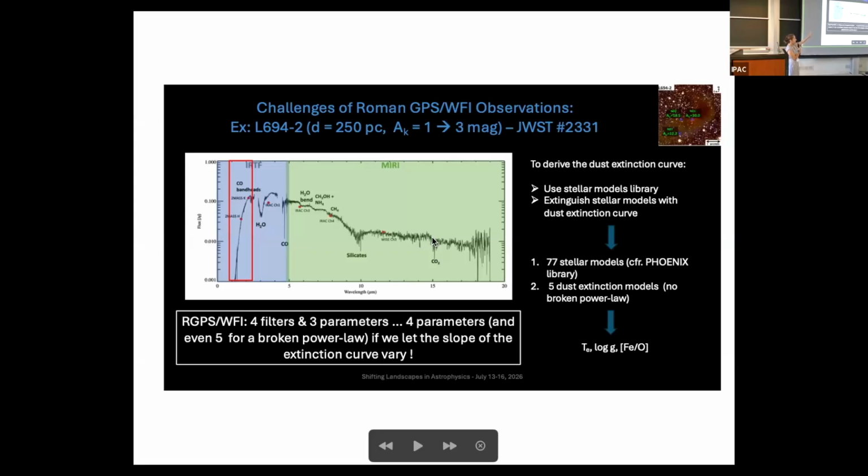In this specific case, we were able to narrow down the entire library of hundreds and hundreds of models to 77 stellar models. And then we use 5 dust extinction models to test basically the grid. And we do not introduce a broken power law. After this, we recover the stellar parameters, so the effective temperature, the surface gravity, and metallicity. But we have a spectrum.